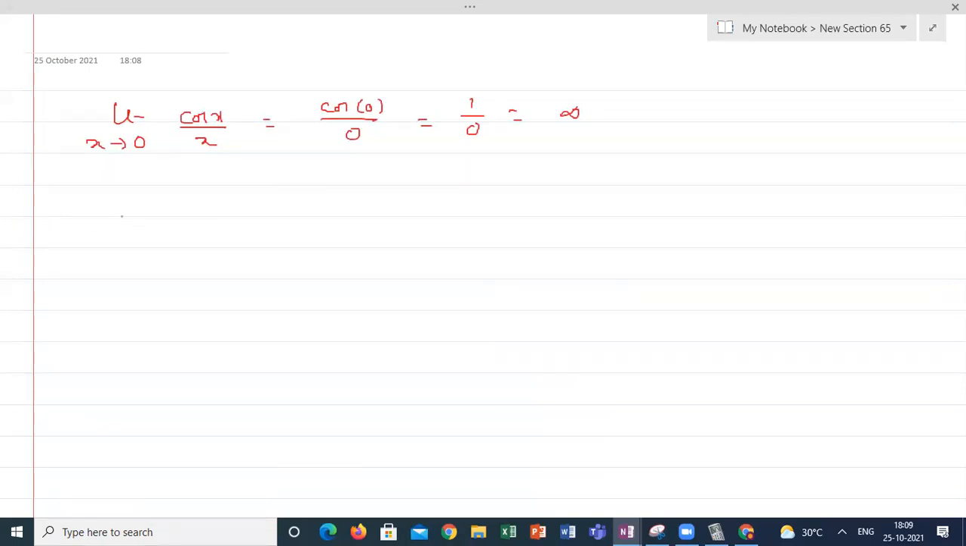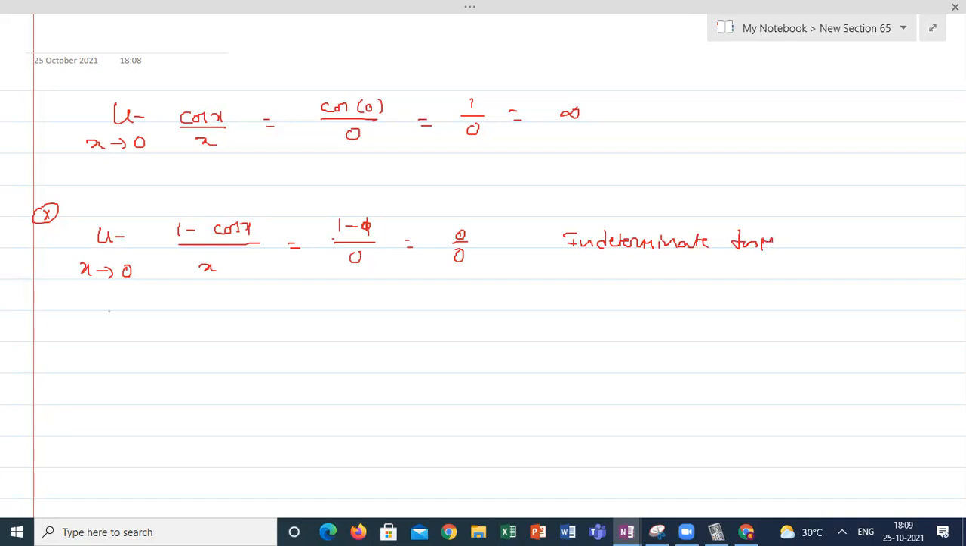Suppose the question is like this. Limit x tends to 0 of 1 minus cos x by x. Now it is a problem. 1 minus 1 by 0, which is 0 by 0, indeterminate form. So here we use a little bit of algebra first. I have to change the expression form. 1 minus cos x by x can be written as limit x tends to 0, 1 minus cos x can be written as 2 sine square x by 2 divided by x.